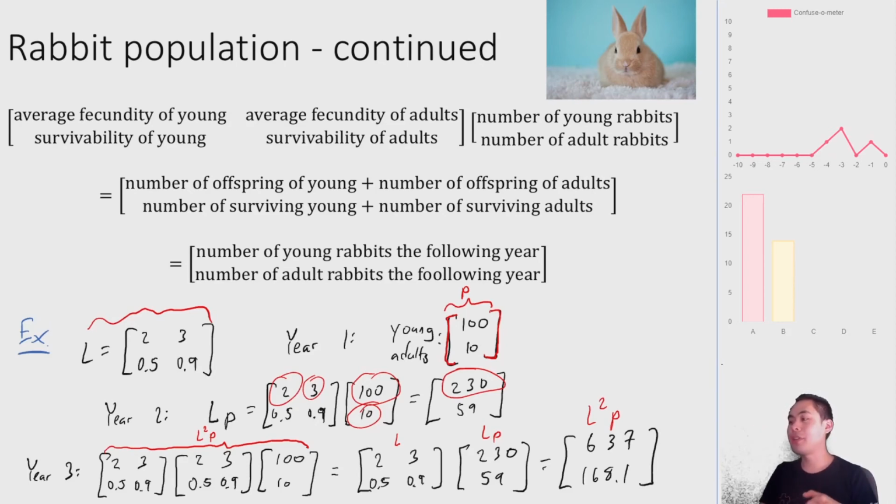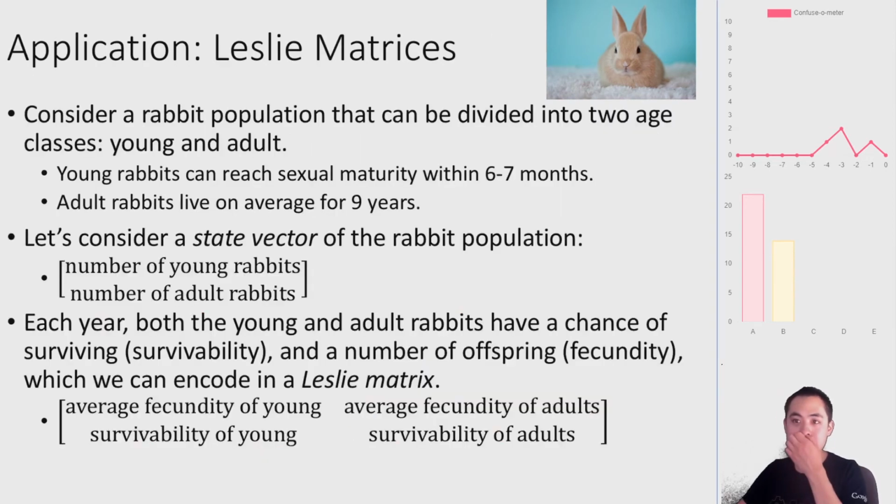What is the definition of a Leslie matrix? This Leslie matrix is just this transformation matrix that encodes the average number of offspring and the average survivability. So basically it tells you how many members of this population turn into, or give rise to, members of this other part of the population.